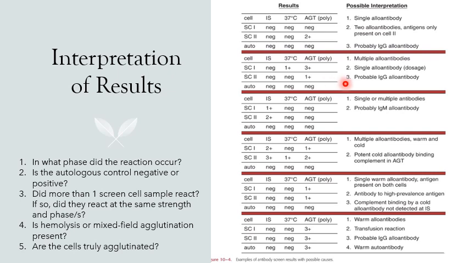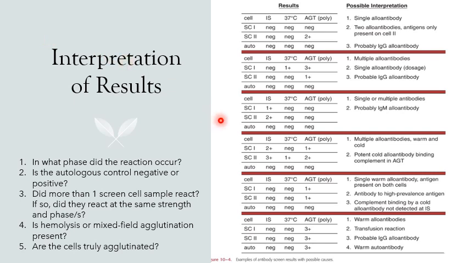So, the possible interpretation: number one, multiple alloantibodies since may reaction sa 37-degree phase and sa AHG phase. Number two, pwede siyang maging single alloantibody that may show dosage. And number three, probably IgG alloantibody too because ito kasi nag-react siya sa thermo and sa AHG phase.